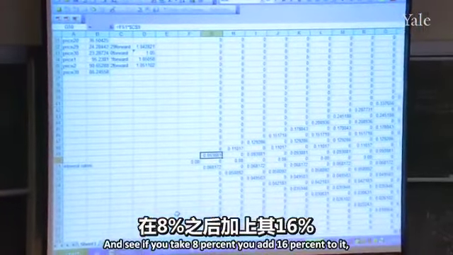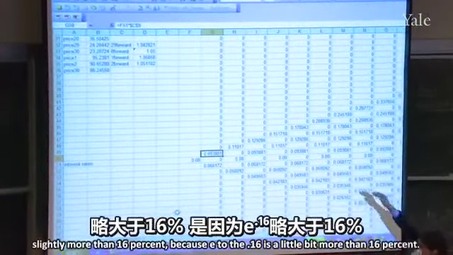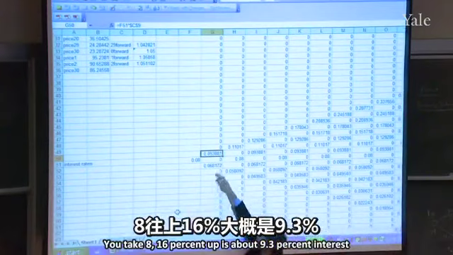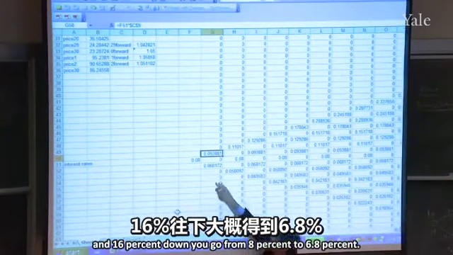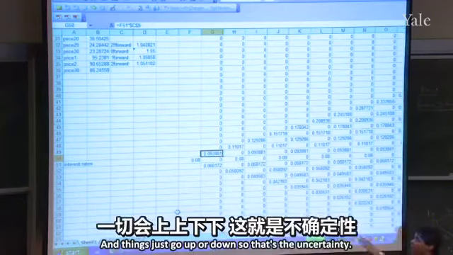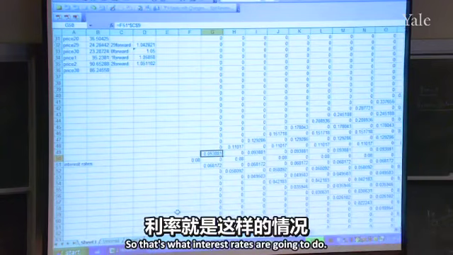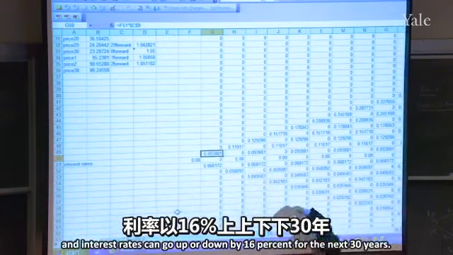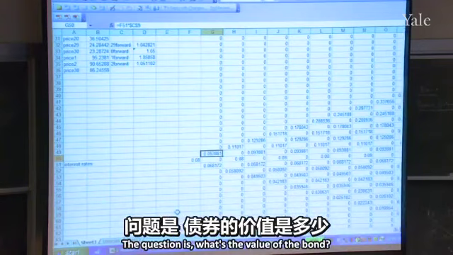And so if you take 8%, you add 16% to it, slightly more than 16%, because e to the 0.16 is a little bit more than 16%. You take 16% up is about 9.3% interest, and 16% down, you go from 8% to 6.8%. And things just go up or down. So that's the uncertainty. That's what interest rates are going to do. So everybody knows that you start at 8%, and interest rates can go up or down by 16% for the next 30 years. The question is, what's the value of the bond?